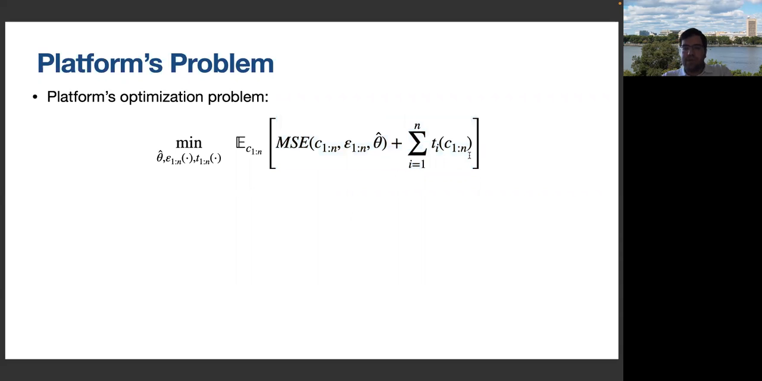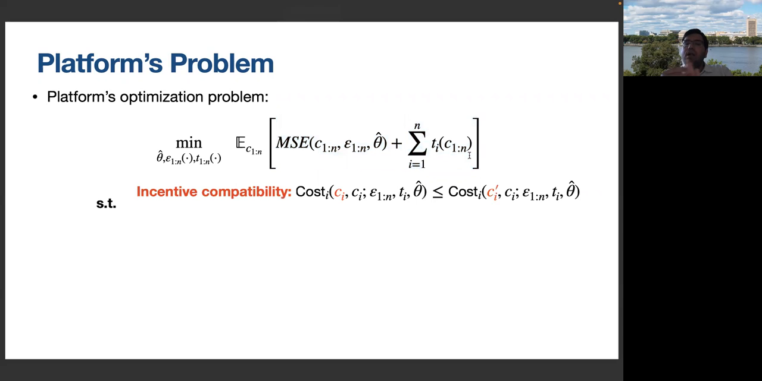But there are 2 constraints here. The first one is called incentive compatibility in the mechanism design literature. What it means is that all the users reporting truthfully is a Nash equilibrium. Here, the constraint is the following. If all the users report truthfully, the cost of user i is minimized if she also reports truthfully. So in other words, all users reporting their privacy sensitivity truthfully is a Nash equilibrium.